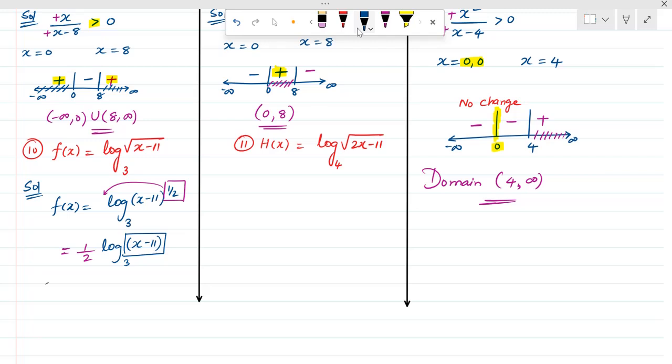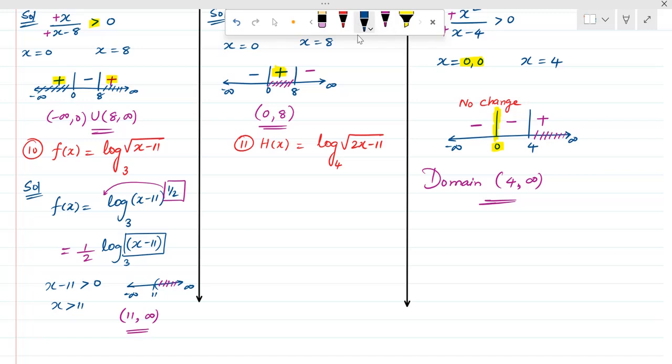So what is strictly more than 0? X minus 11 more than 0. X is more than 11. Therefore, the domain is on minus infinity to plus infinity. This is 11 and it is going to the right. Therefore the domain is 11 comma plus infinity.